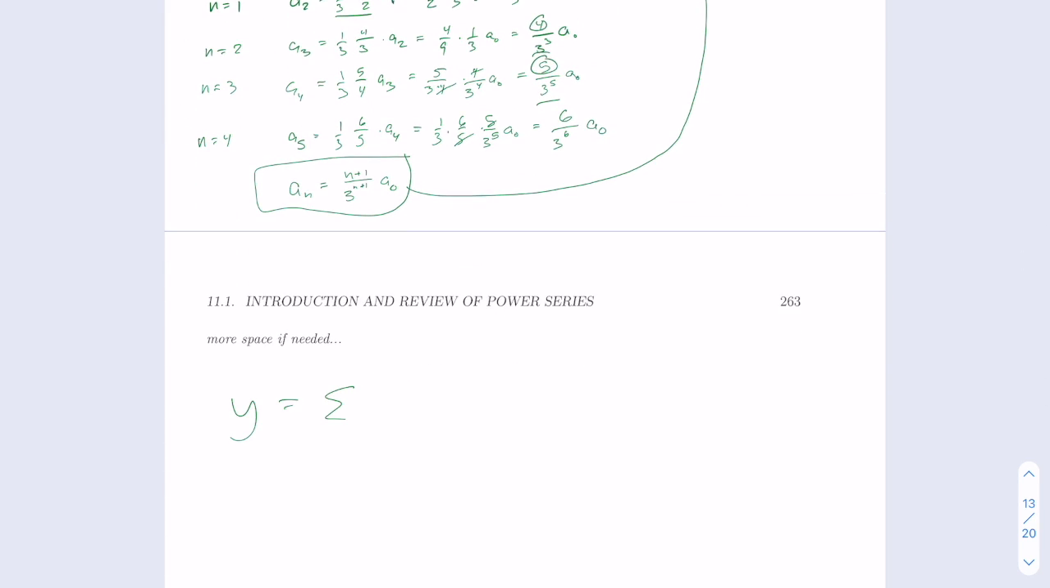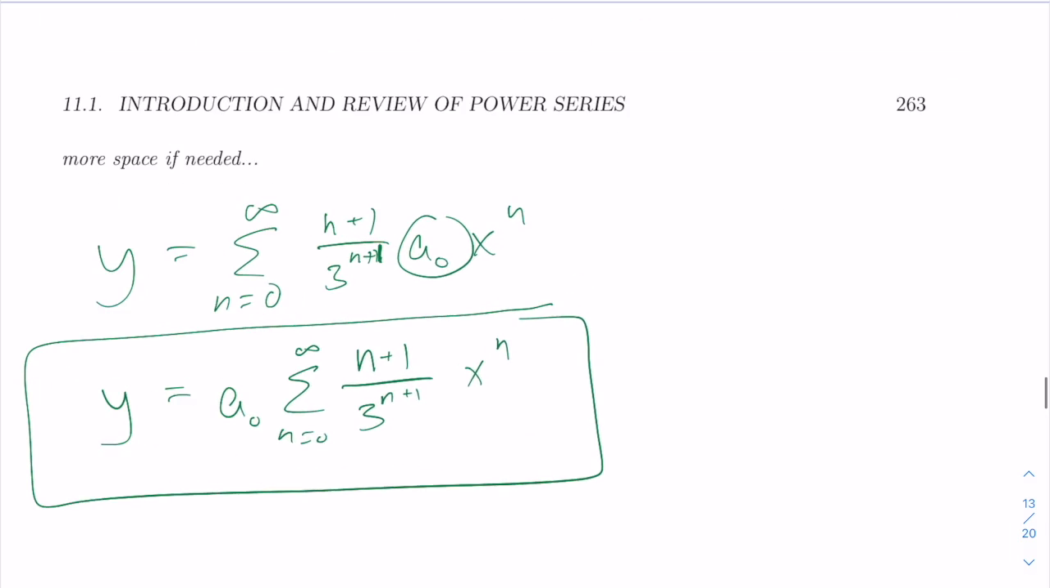So this means that y is equal to the sum n equals 0 to infinity of n plus 1 over 3 to the n plus 1 a naught x to the n. Now this a naught can just come out front. A naught times the sum n equals 0 to infinity of n plus 1 over 3 to the n plus 1 x to the n. And there is my power series solution.